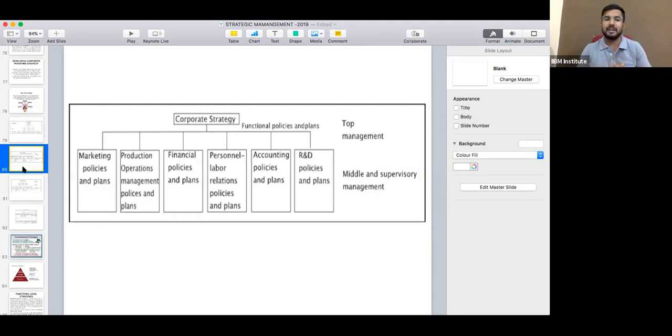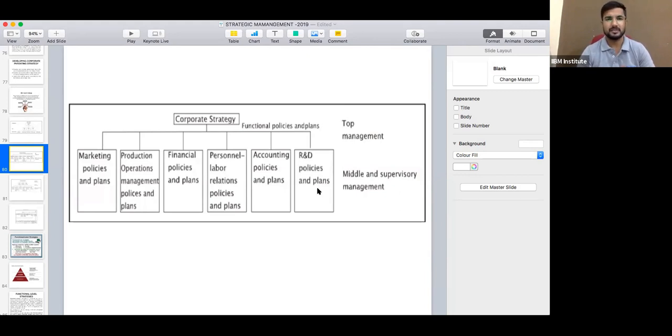According to the requirements of the country, the top management, or the corporate level, always sets their SBUs based on country, based on region, or based on a group of organizations. And according to that, they need to design all these important policies in order to run their SBU successfully. These policies include marketing policies, production policies, financial plans, personnel labor relationship, meaning HR policies, accounting policies, and research and development policies. They are completely designed according to the need and requirement of a particular market. I hope it's clear, guys.